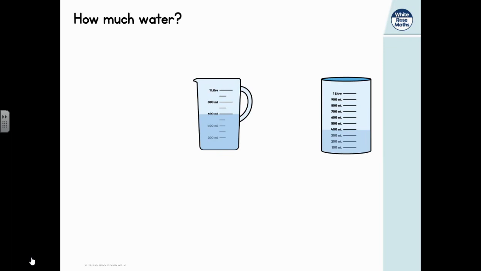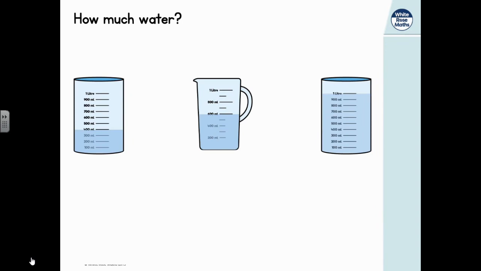Here's the jug filling up. We started with 400, and it goes up to 1 litre. That's because 1 litre is equivalent to 1,000 millilitres. There are 1,000 millilitres in 1 litre. Here's what we started with, 400, and we added 600 to it. And now we've got 1,000 millilitres, or 1 litre.